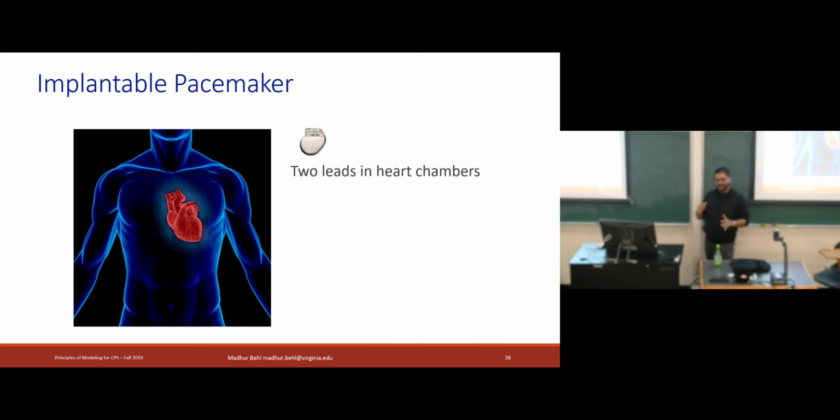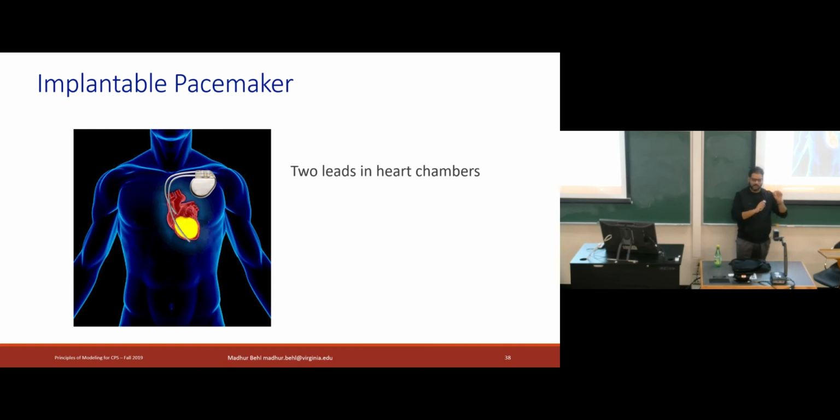If something goes wrong with the SA node or the AV node, we can artificially trigger to maintain some normal behavior, right? So it will have two leads in the heart. One is in the right atrium and the other in the right ventricle. Why only the right and not the left? It's just for surgical purposes, but also it doesn't matter. But first of all, the SA node is located near the right atrium, so it's a good way to measure what the SA node is doing.